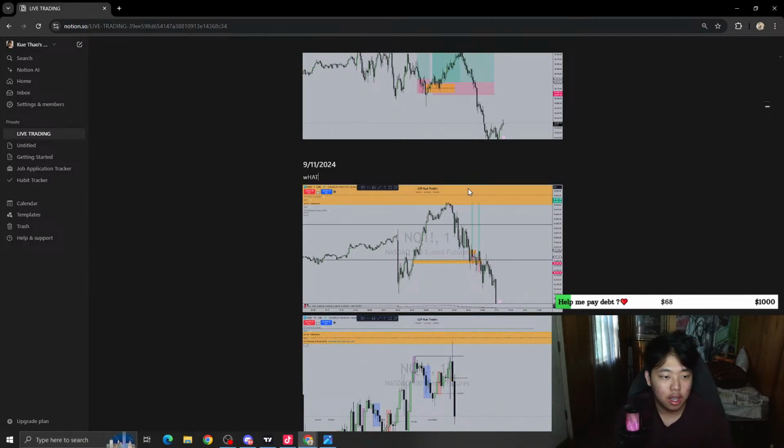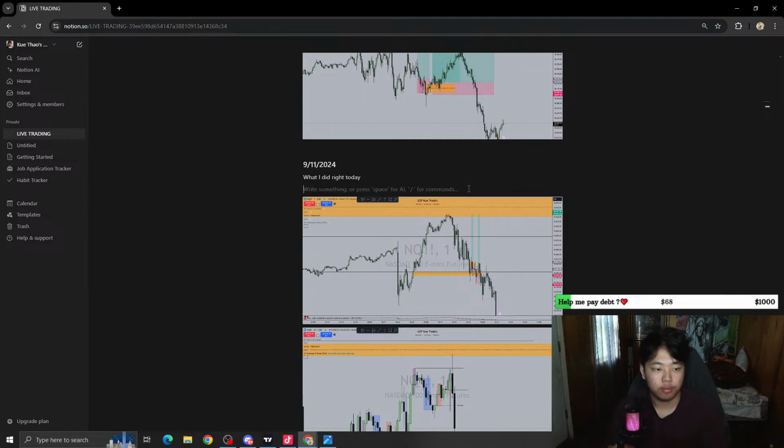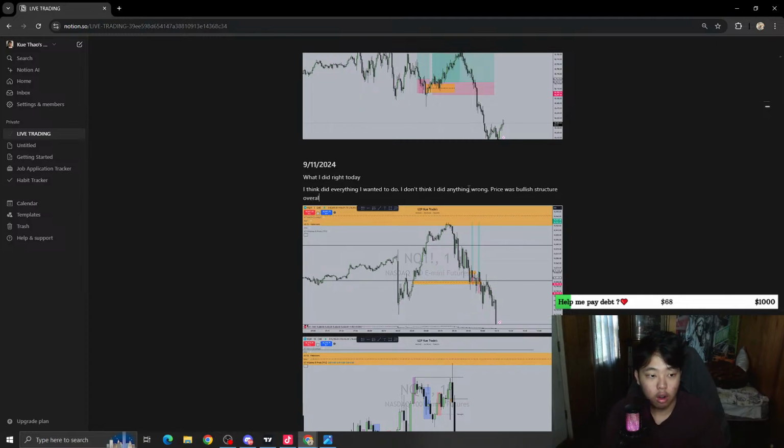What I did right today. I think I did everything I wanted to do. I don't think I did anything wrong. Price was in bullish structure overall, and I wanted to go long. Losses are going to happen.